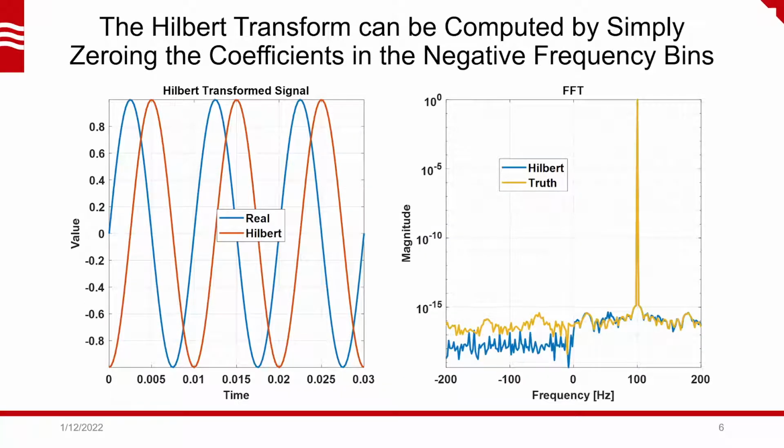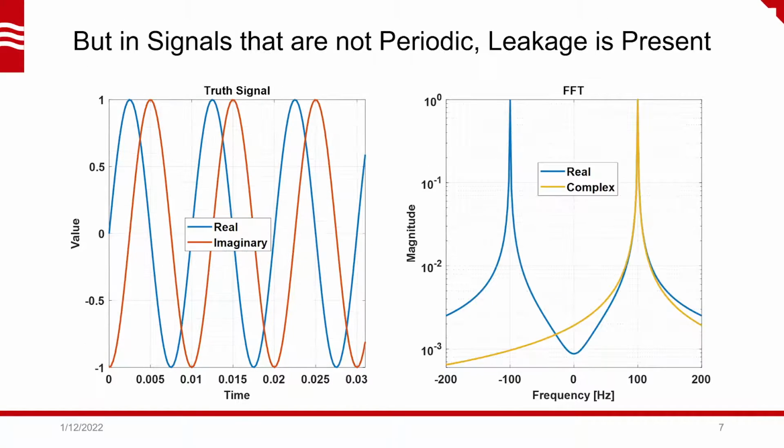This is what you get if you compute the Hilbert transform this way, where our original real-valued oscillation and its Hilbert transformed imaginary complement are shown in the time domain on the left, and their FFT is shown on the right, along with the FFT of the true complex signal we are trying to approximate. You can see that the coefficients in the negative frequency bins are both numerically 0, and that the signals are basically identical down to numerical precision.